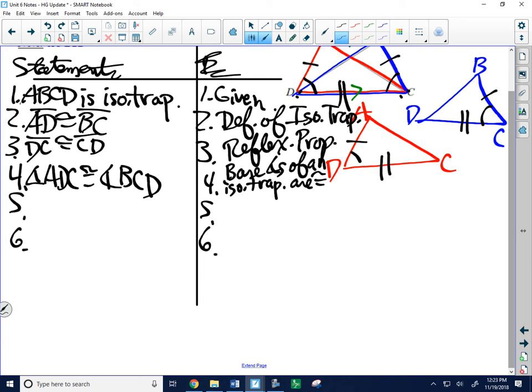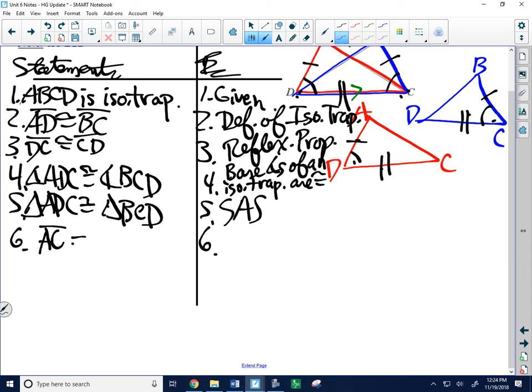All right, we finish it up pretty quick. Two sides and an included angle. Two sides, included angle. So the triangles are congruent by SAS. Triangle ADC is congruent to triangle BCD by SAS. And therefore AC is congruent to BD by CPCTC.